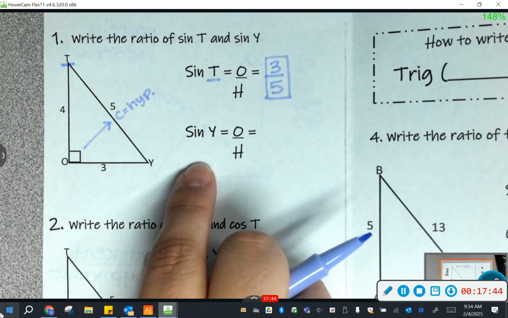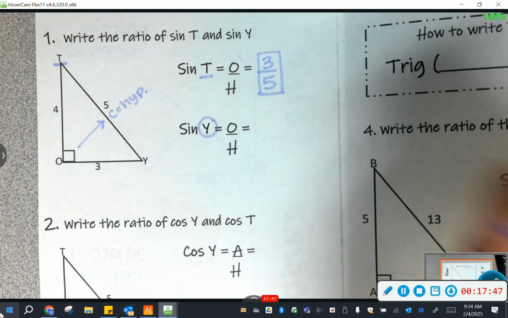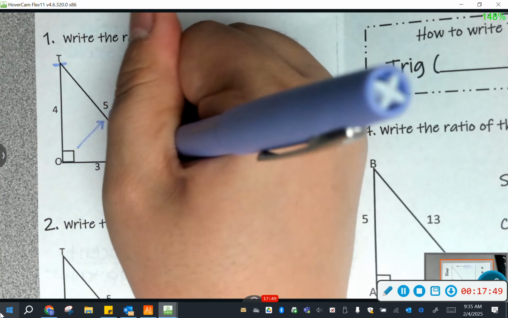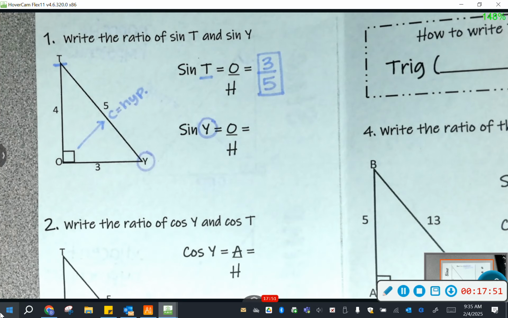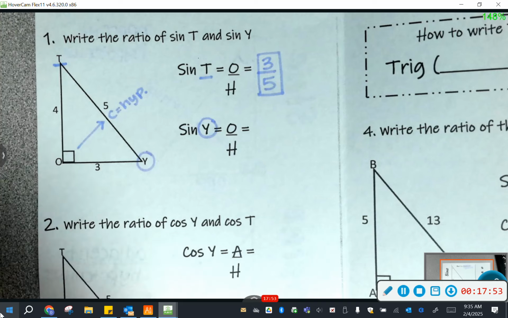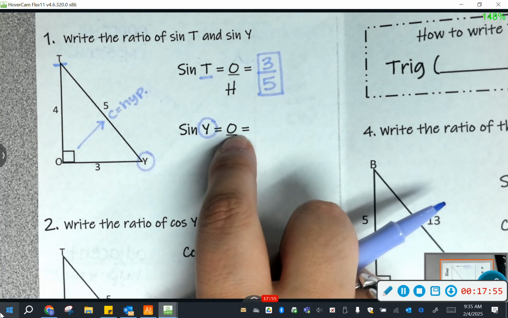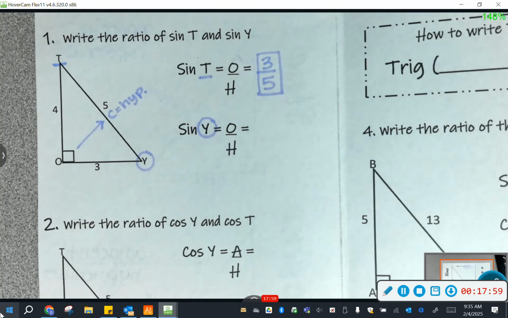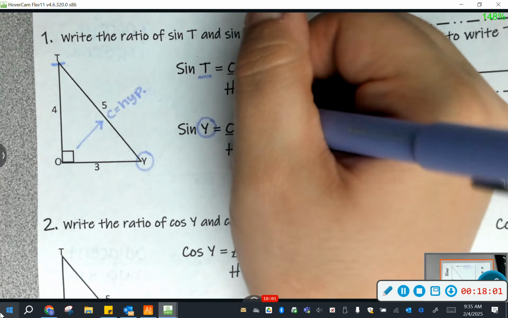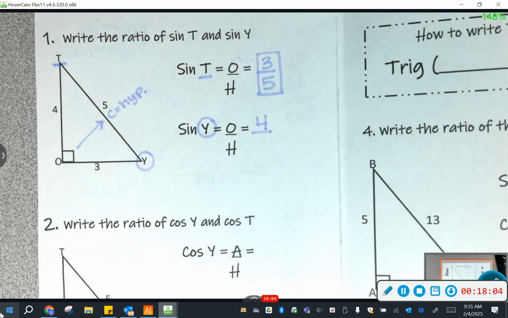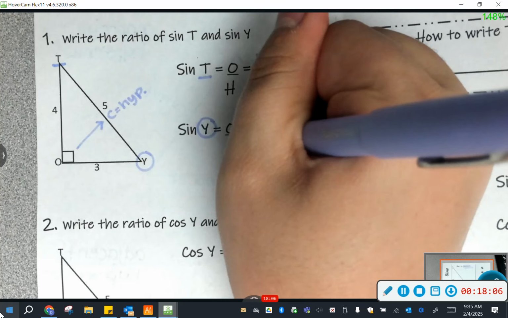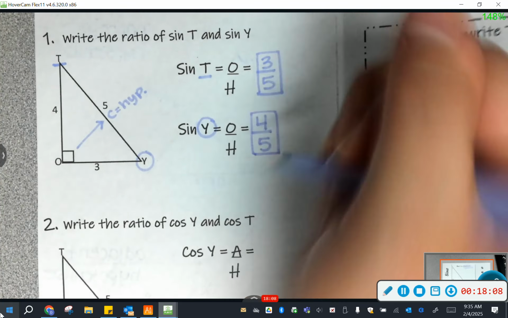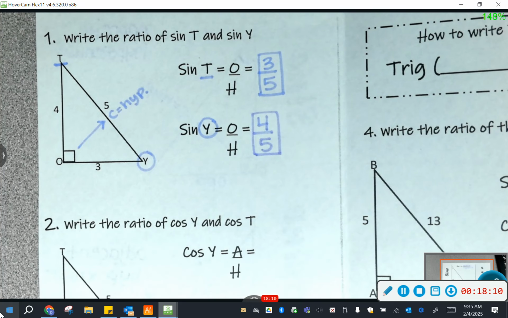Next one. What's my letter here? Y. Everybody circle Y, please, in both spots. What is opposite? O means opposite. What's opposite of Y? 4. Okay, you can just give me the number now. 4. What's my hypotenuse? 5. So my answer is 4 over 5. I'm done. Are we feeling okay about this?